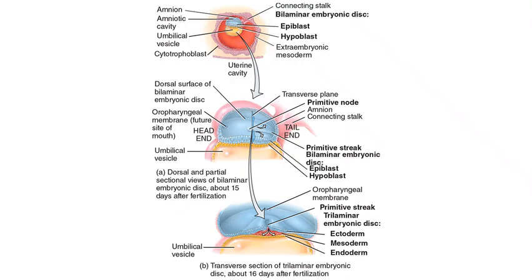And by days 22 to 24, this chordal process becomes a solid cylinder of cells called the notochord. And this structure plays an extremely important role in induction, or the process by which one tissue, or an inducing tissue, stimulates the development of an adjacent unspecialized tissue known as a responding tissue, and allows it to push it into a specialized tissue that it needs to be.